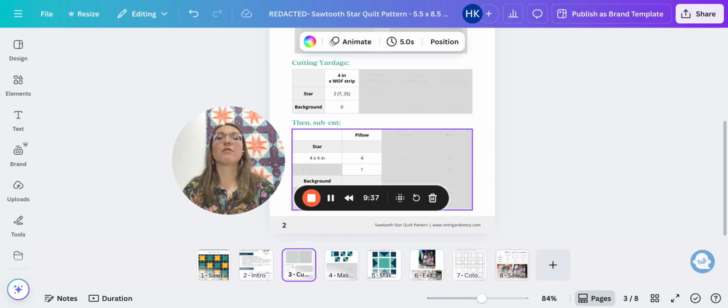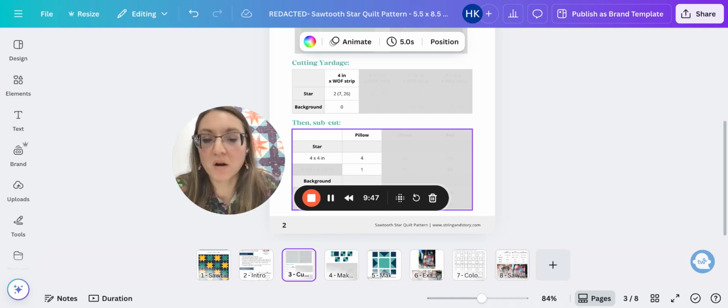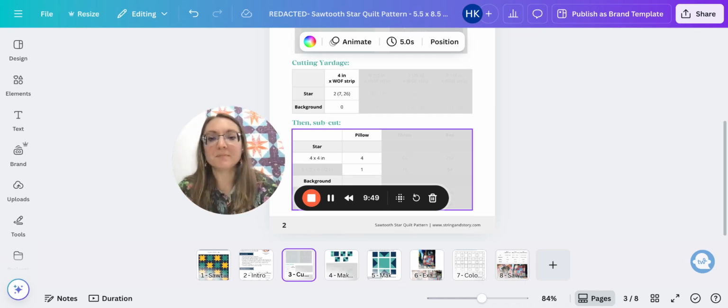And we can see that from those 2 4-inch by width of fabric strips, we're going to need to cut 4 by 4 squares, okay? And it goes on down.